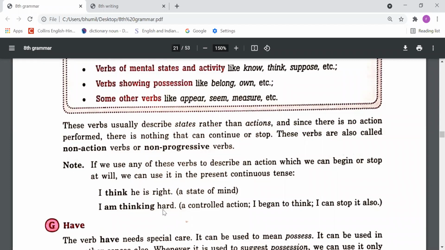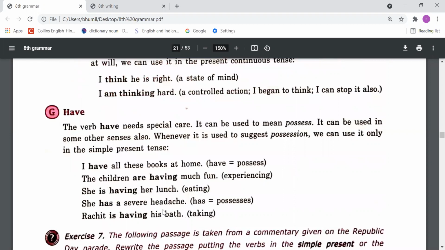Sometimes we say in Hindi, mujhe lagta hai wo aayega. So lagna, "I think he will come." In this, we can't say "I am thinking," because that's a non-action verb. But when it means consider, if we use the word think, then we can use it in continuous tense also. Like I can say "I am thinking hard." Main matter pe bahut hi jyada soch raha hu. So for sochna, we can use think in continuous form, but for lagna, think is a non-action verb. Clear?